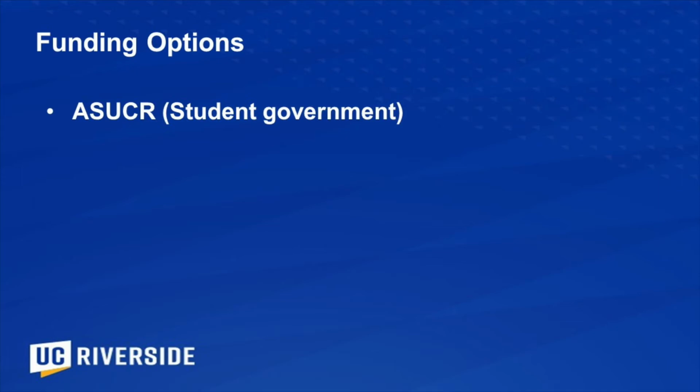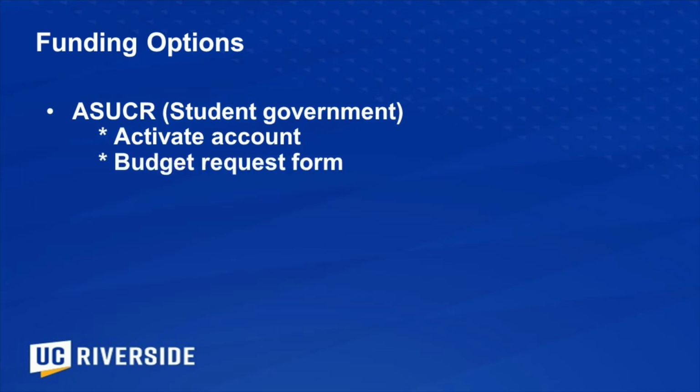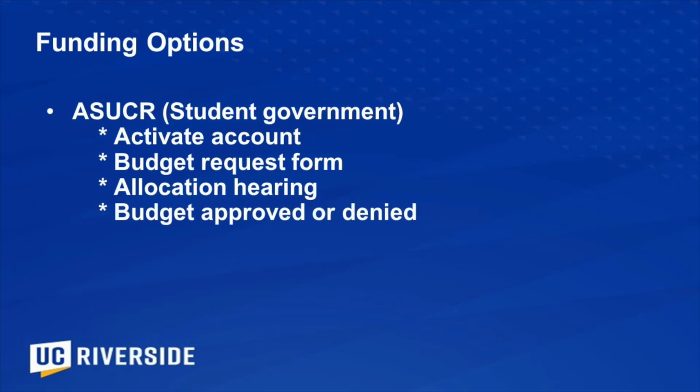In order for student organizations to receive funding from ASUCR, they first need to activate an account. Once this account is activated, they will need to fill out a budget request form and submit it to the Vice President of Finance. They'll have an allocation hearing where their budget request will be approved or denied. When their budget is approved, the funds may only be spent in the manner outlined within that budget.